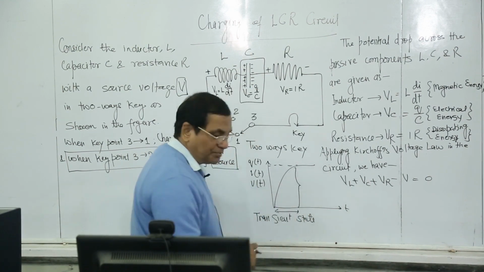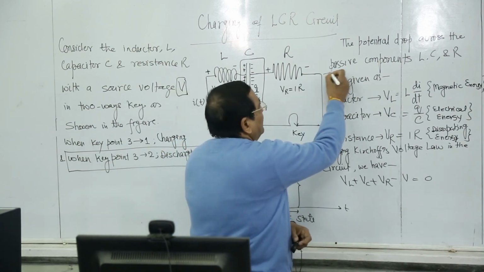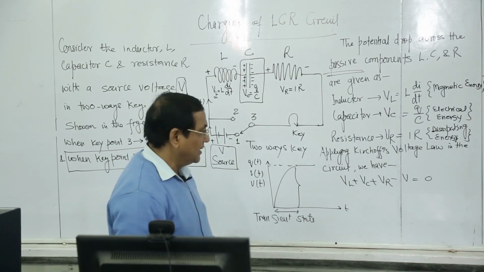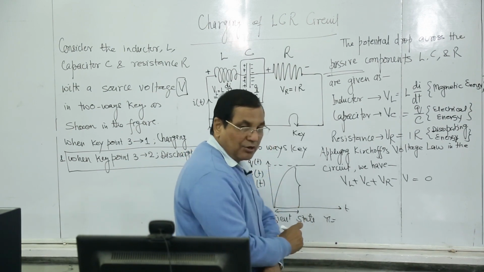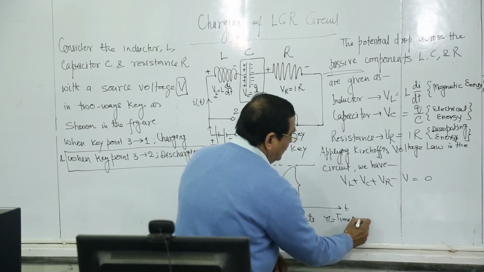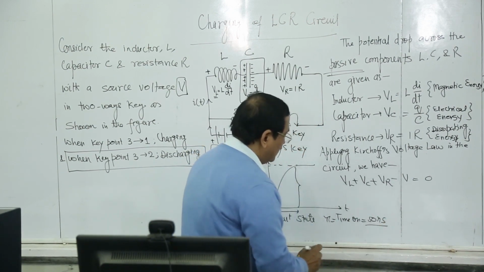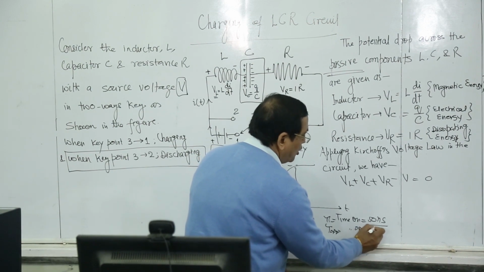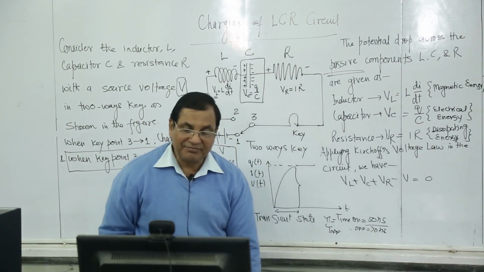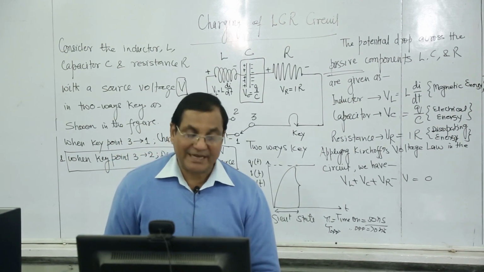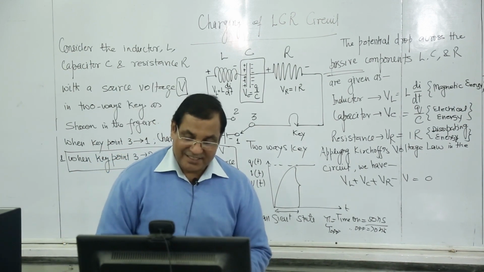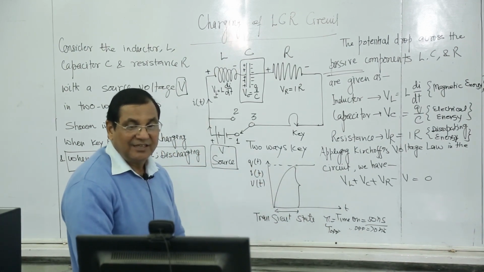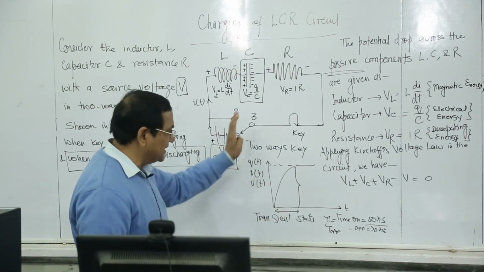As I have said, these are passive components. In the case of active components, the transient time, T on, is approximately 50 nanoseconds, and T off is approximately 70 nanoseconds. Active components are like transistors, FETs and ICs. But in the case of an electrical circuit, it is in the order of milliseconds.